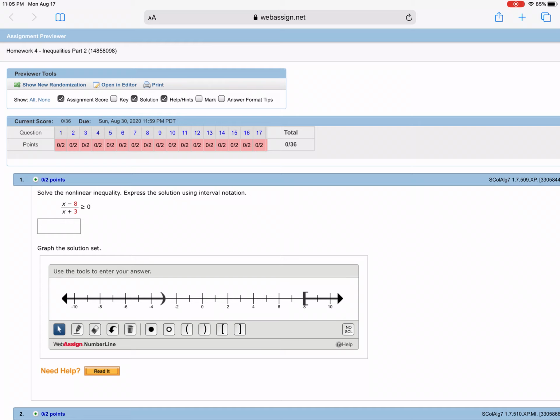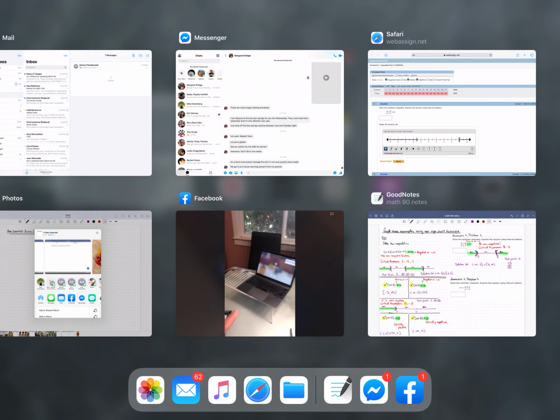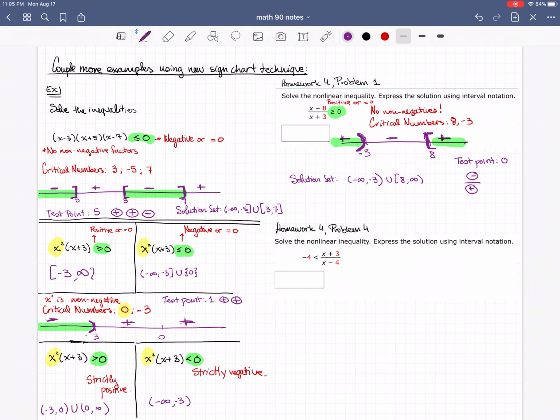So that is how you use the grapher tool in WebAssign. Sometimes it's a little confusing. If you find yourself confused by it, by all means, feel free to ask during our question answer session. Okay, back to our lesson here. So we have one more example to work through.